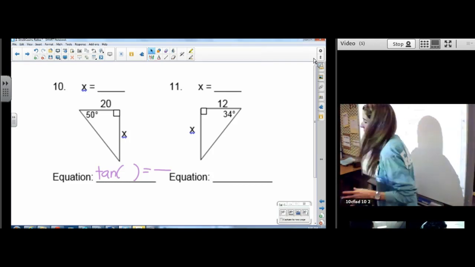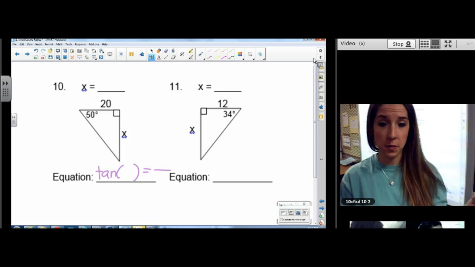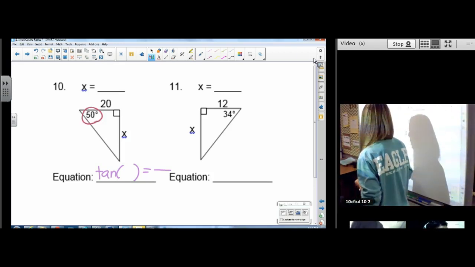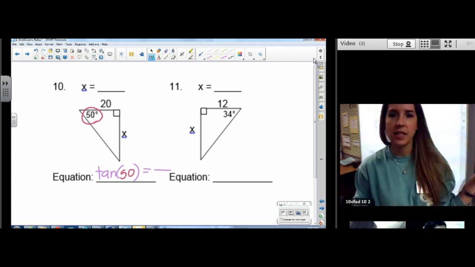So we know it's going to be tangent because that's the name of this worksheet. It's tangent. Then I want you to circle your angle. Your angle always goes in parentheses every time. Nothing else.